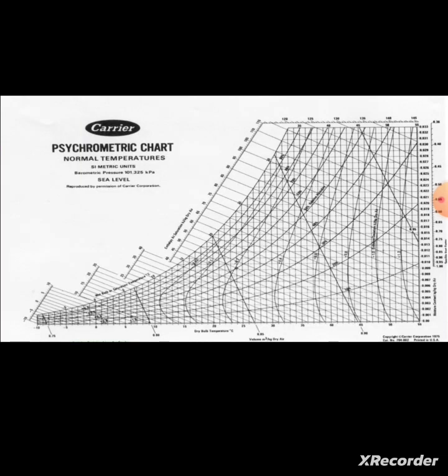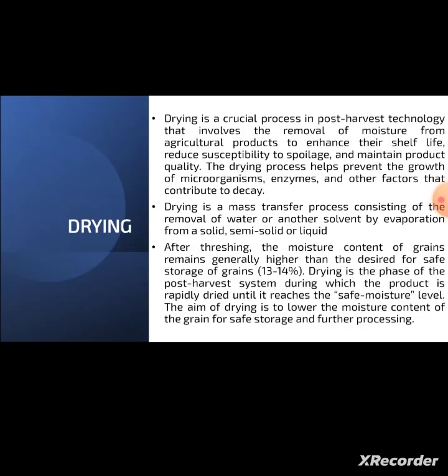So in this chart we can interpret and find out certain values like enthalpy, specific heat, entropy, and dry bulb temperature, wet bulb temperature, and dew point temperature for certain air temperatures. So after this, we need to dry the food produce from the agriculture process.